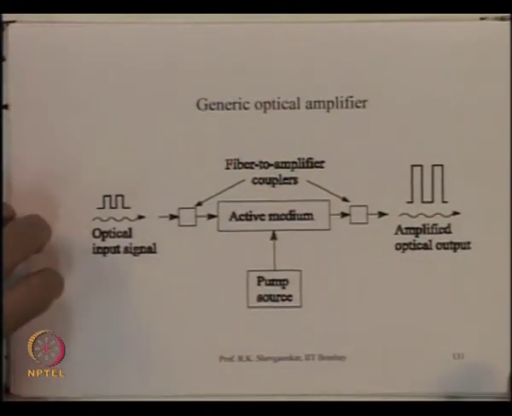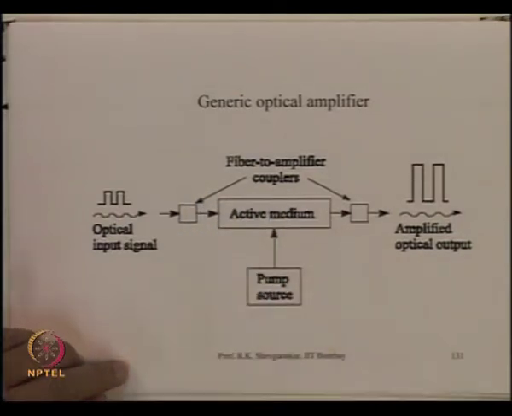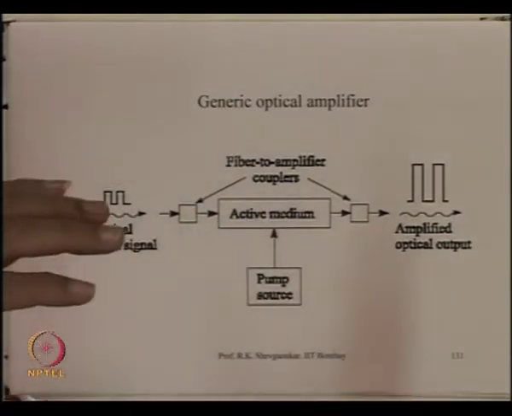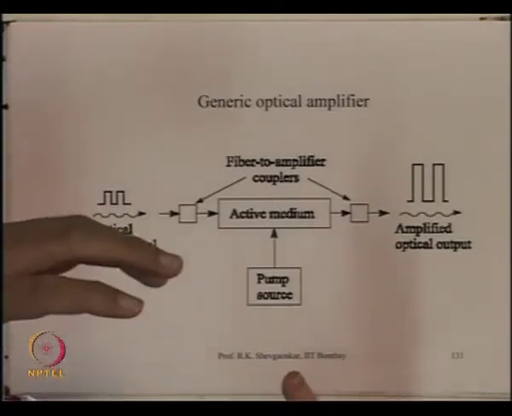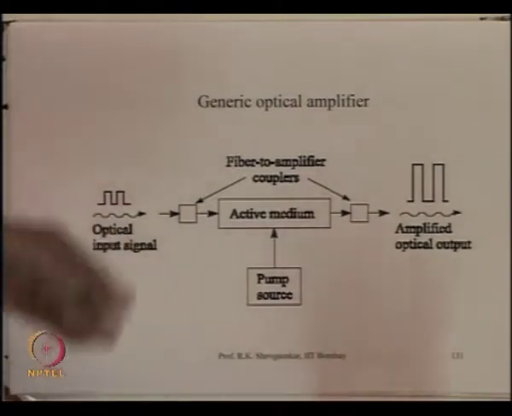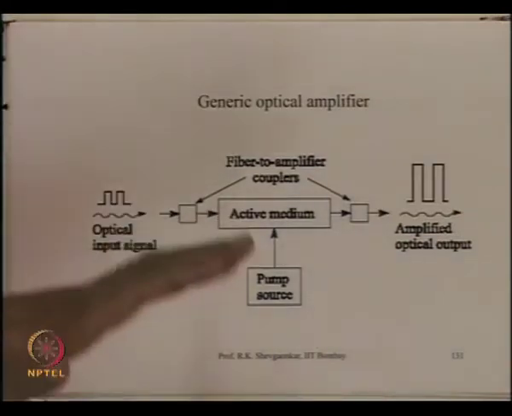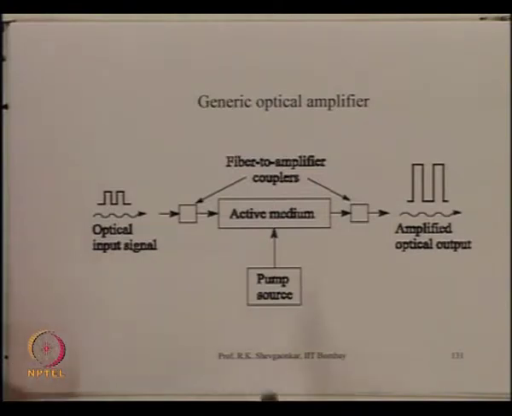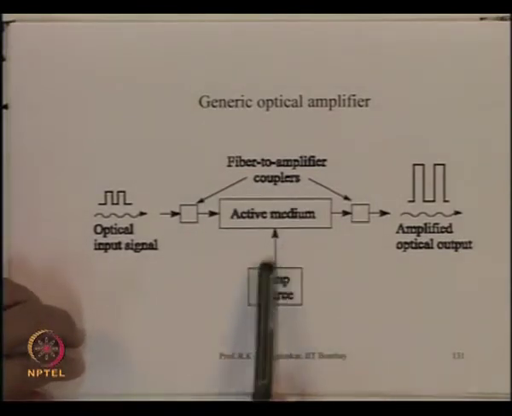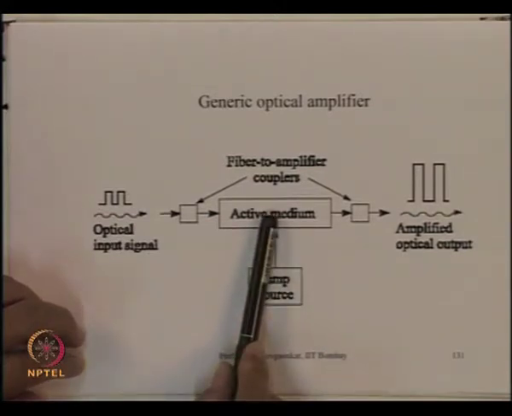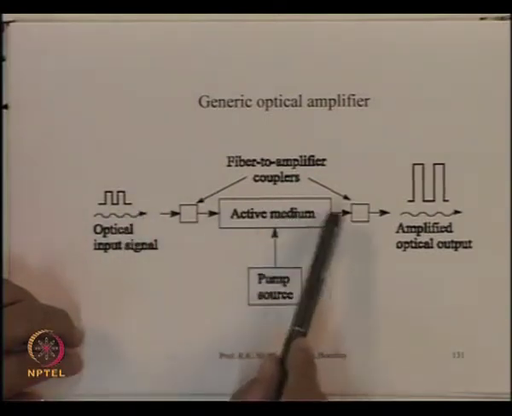So generically, what are the amplifier characteristics? In an amplifier what we need is an active medium, similar to what we have seen in a laser. In a laser, we have a medium which can be pumped, the material can be excited, and then if the signal is incident on this, stimulated emission takes place and the signal photons get amplified in number. So basically what we are looking for inside an optical amplifier is an active medium, a pump source which can excite this material, and a coupling mechanism from the optical fiber to this active medium and vice versa.